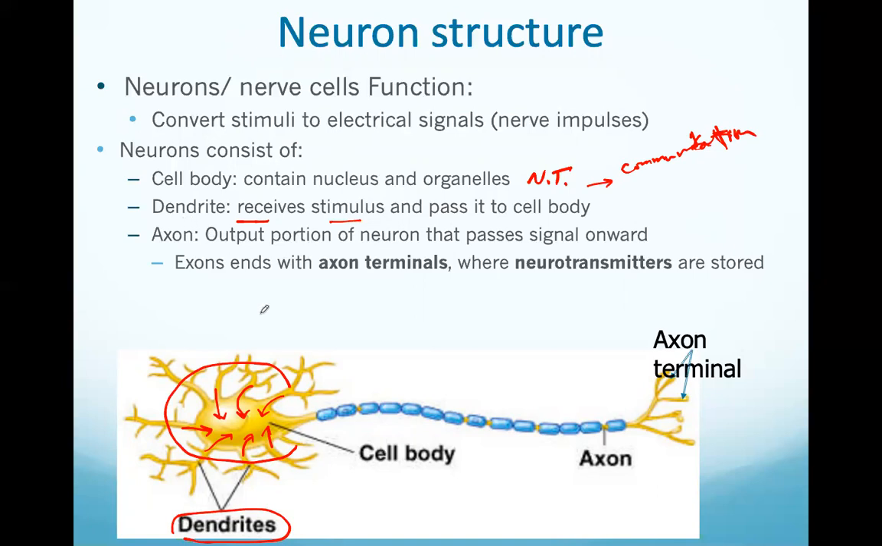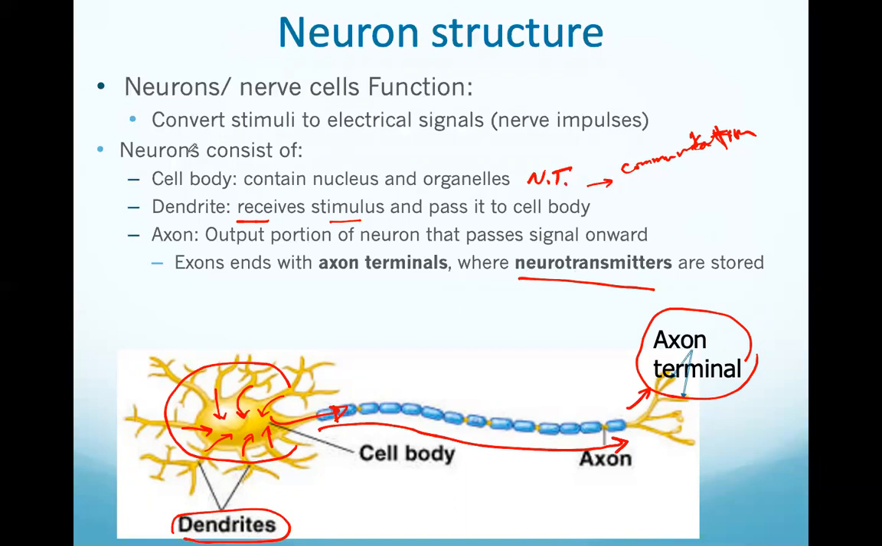The last part of a neuron is this long extension you see right here, which is called the axon. The axon takes the electrical impulse from the cell body and passes it through its length until it gets to the end of it, which is your axon terminal. What is the importance of the axon terminal? The axon terminal is important because it is where you store the neurotransmitters that were produced by the cell body.